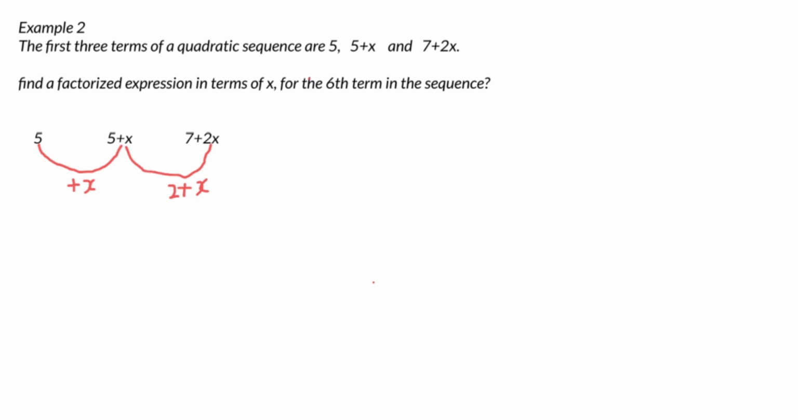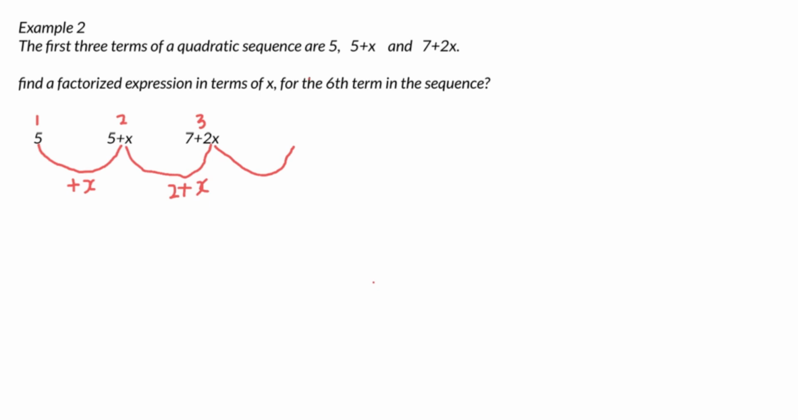Now the question says we should find the factorized expression in terms of x for the 6th term in the sequence, which means we have to find our 4th term, 5th term, and then 6th term. This is our first term, second, third, now we're going to look for the 4th term. So let me just draw the loop just in case here. So we're going to look for the 4th term, which is supposed to be here.